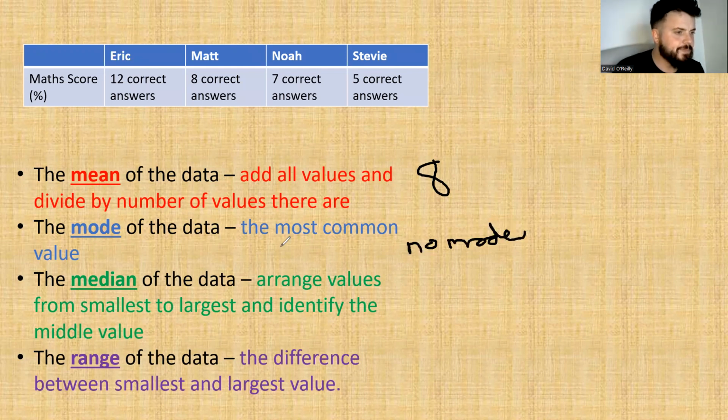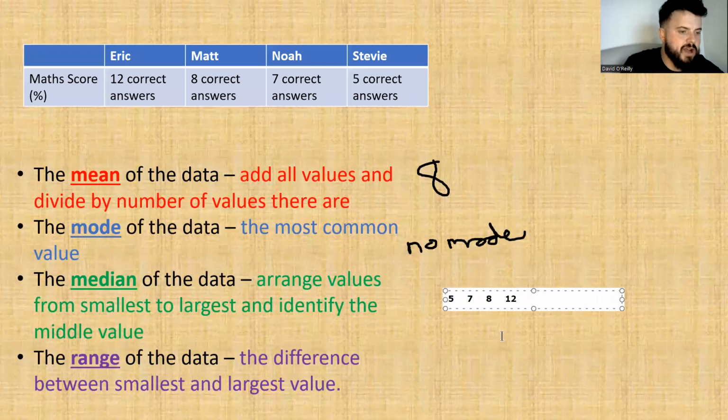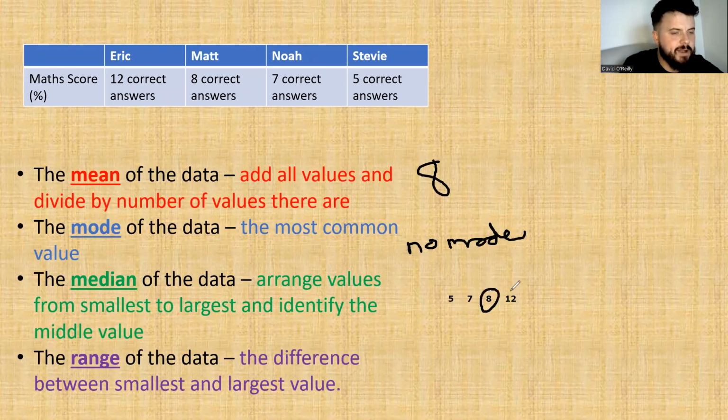The median, again, we might run into a problem here. We need to arrange them from smallest to largest. So let's do that first. Stevie got 5, Noah got 7, Matt got 8, and Eric got 12. So I've arranged them from smallest to largest. I now need to identify the middle value, but this is a problem because there isn't a middle value. For example, 7 won't be the middle because it's got 1 value to the left and 2 to the right, so it's not bang in the middle. And likewise, 8 also isn't the middle. It's got 1 value to the right and 2 to the left. So there isn't really a middle.